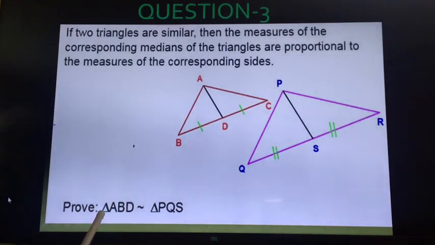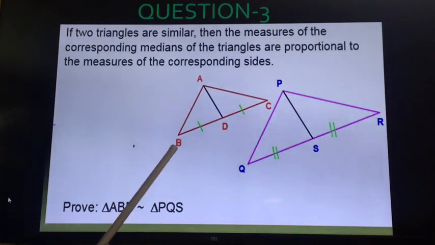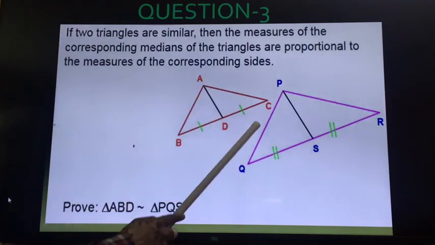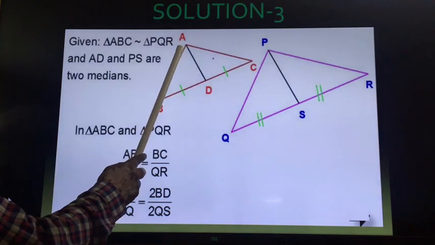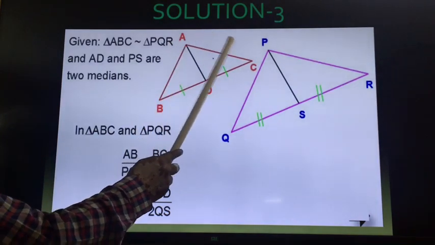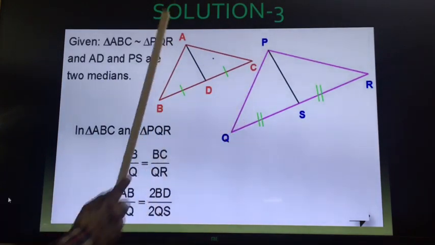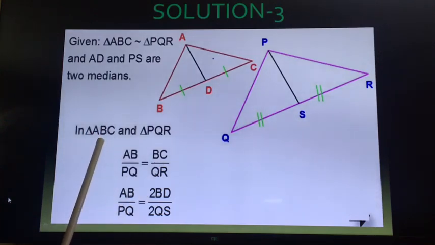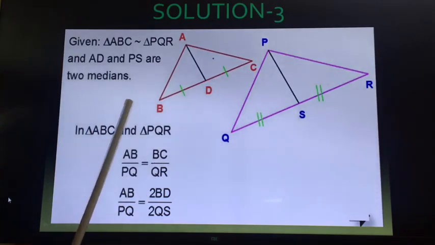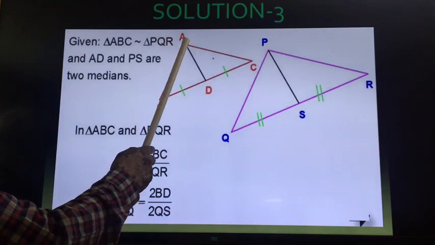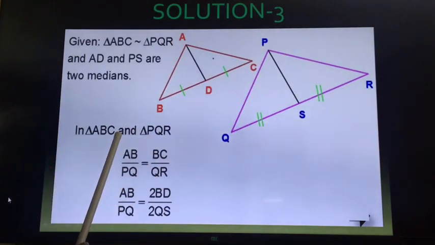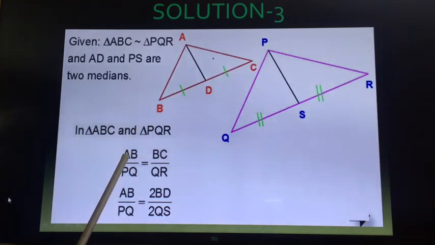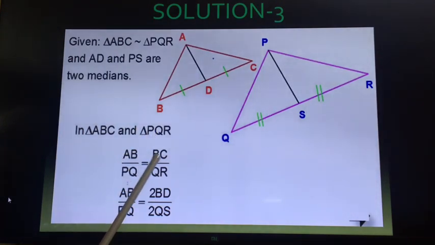So for this we will take the triangle ABD and triangle PQS. First of all, triangle ABC and triangle PQR are similar, so sides are proportional. So we can write AB upon PQ is equal to BC upon QR.